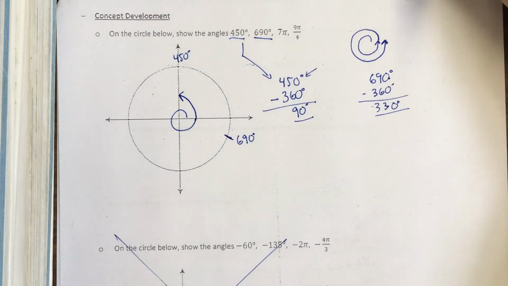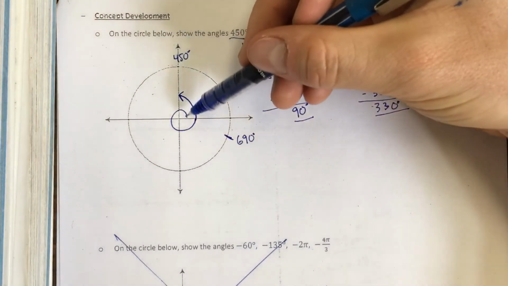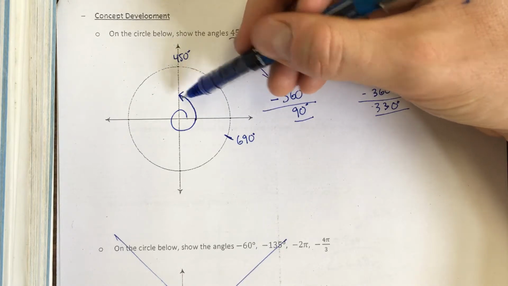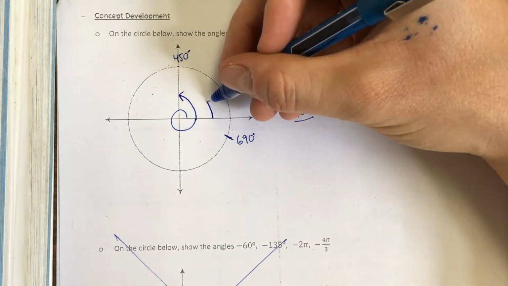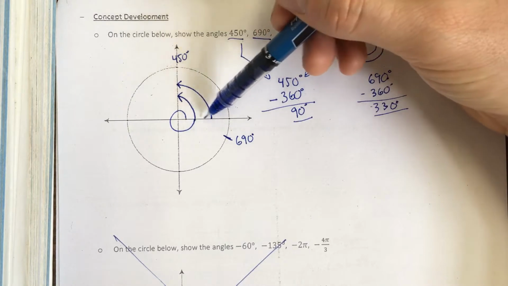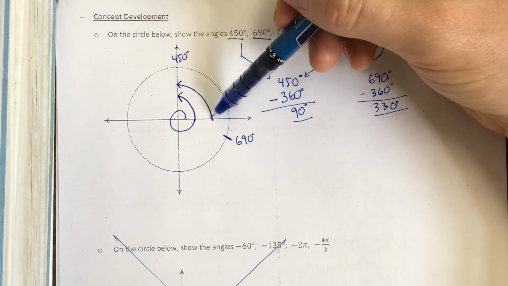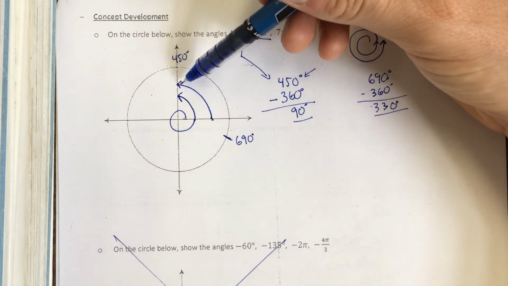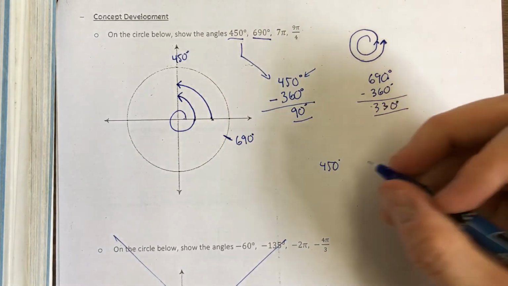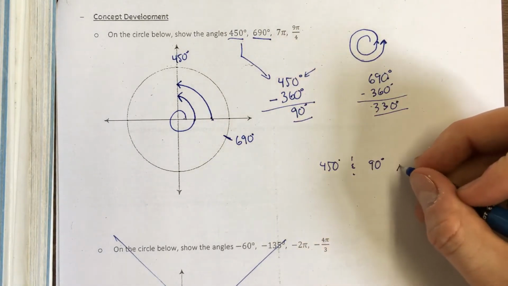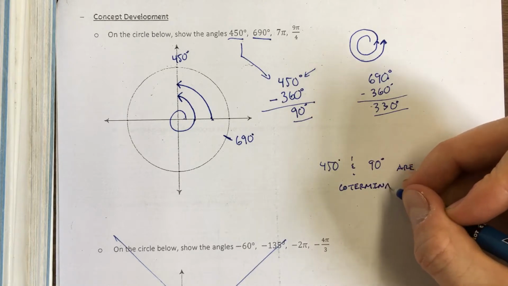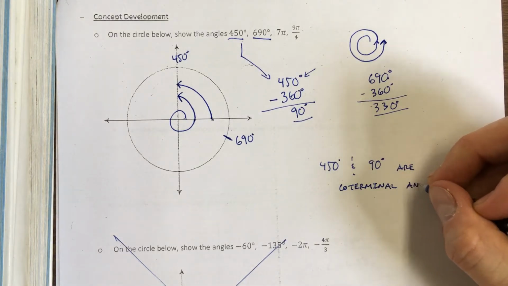Now, I'm going to visualize this for 450. 450 started here, goes all the way around the circle once, and then goes an extra 90, ends up here. If I started here and it just went 90, it would be like this. So what's happening with the 450 is that we're starting in the same place, on the positive x-axis, but we're also ending in the same place. The values are different, but we're starting and ending in the same place. So what we say is that 450 degrees and 90 degrees are what we call coterminal. Co meaning together, terminal meaning end, angles.